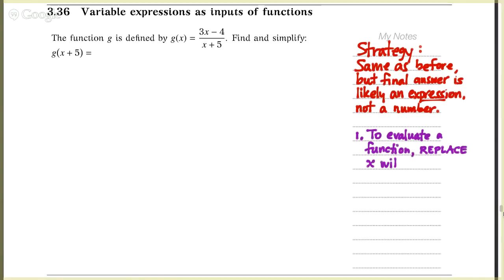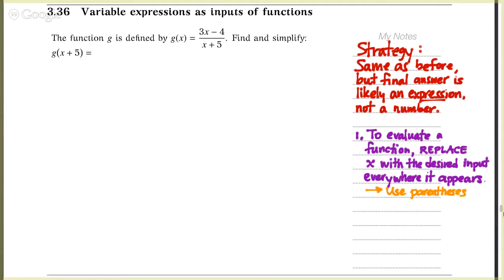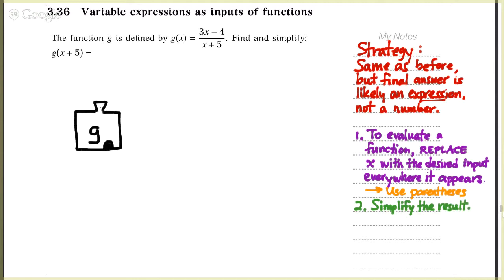To evaluate a function, replace the x in the formula which defines it with the input that you want everywhere that x appears, using parentheses every time you make one of those substitutions. So every place x appears in the formula which defines G, we're going to replace it with the input that we want, which in this example is x plus 5, using parentheses. Then all we have to do is simplify the result, which is going to be an algebraic expression.